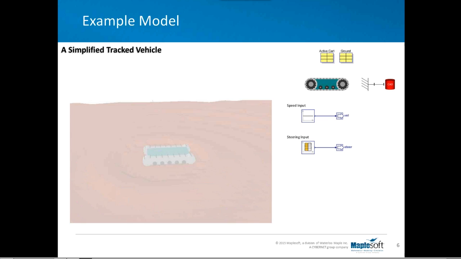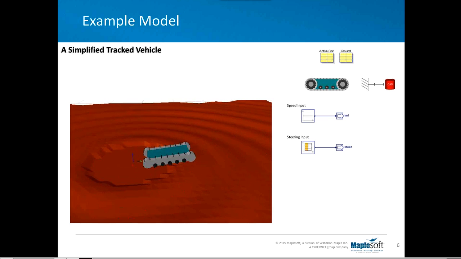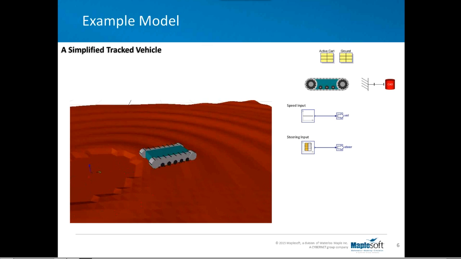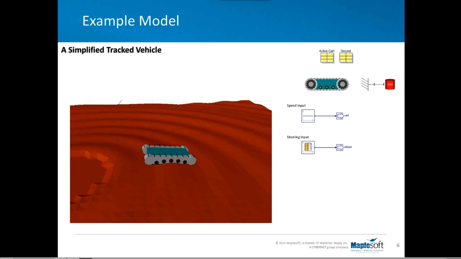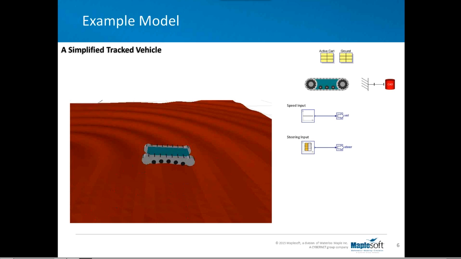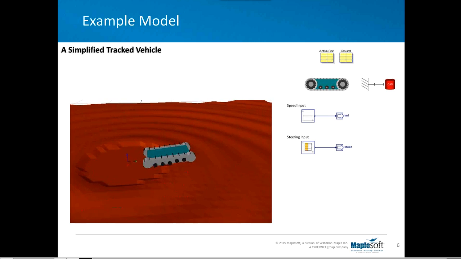Okay. Let's look at our first model, and I'm going to limit the discussion of the details of these models, as the idea here is to give a sense of the type of models that one can put together with this acausal physical modeling environment. So here we have a simplified tracked vehicle, and this model is negotiating a rough surface.